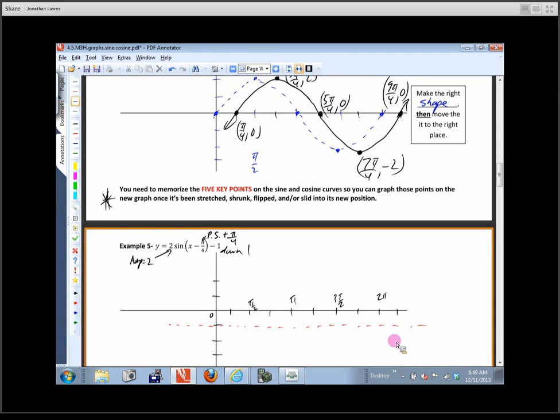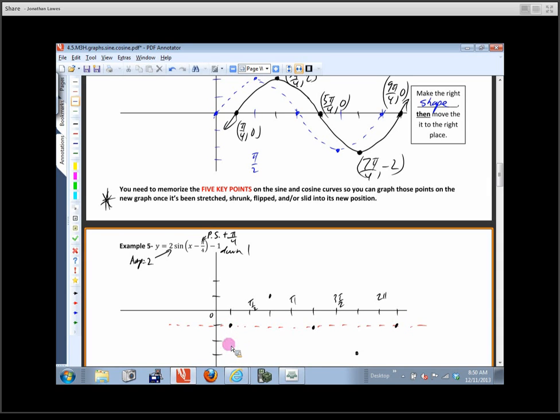Okay. So we're going to take that graph, we're going to take this one right here, and slide it down just 1 unit. So that means it's going to start right here. Go 2 units above that center line. Back down to the center line. 2 units below that center line. And then back to 0.